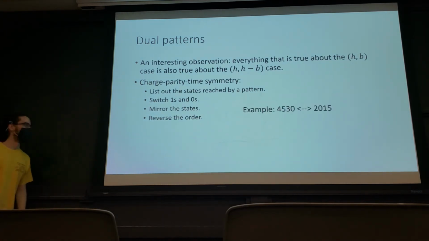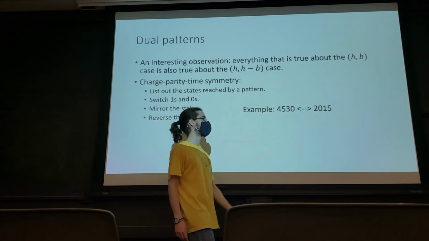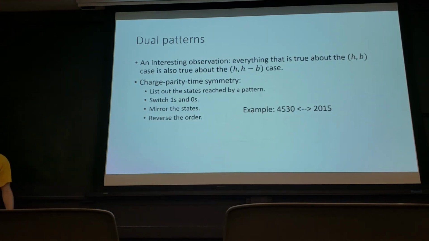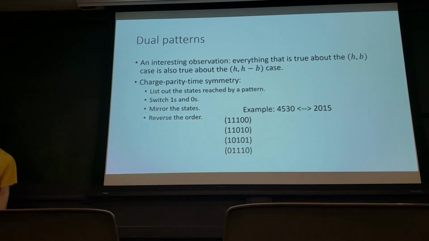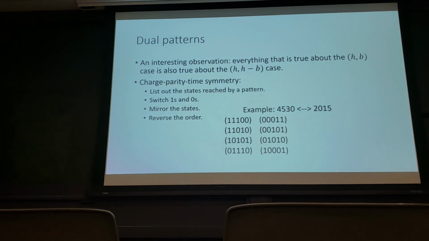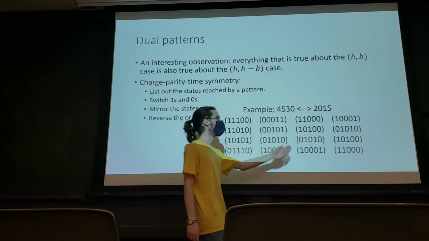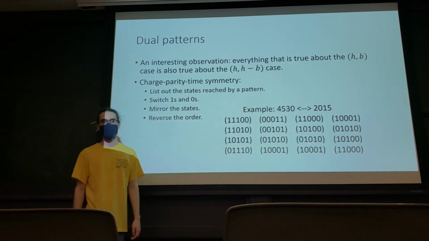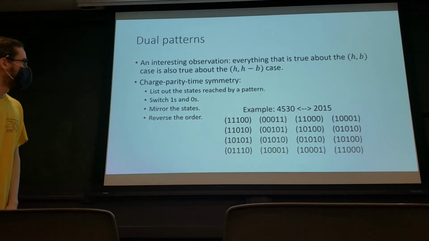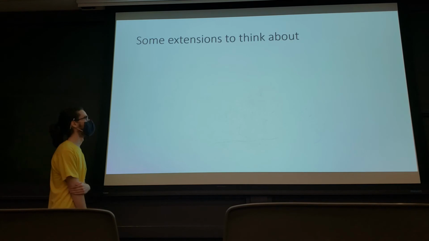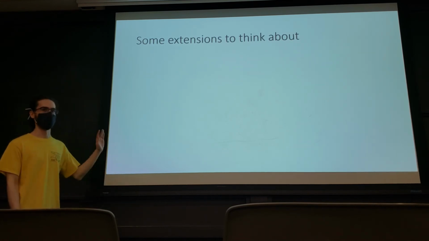So here's an example. This is a 3-ball pattern, 4, 5, 3, 0. And we'll turn it into the 2-ball pattern, 2, 0, 1, 5. So first, we list all the states that are reached by the first pattern. And then we switch all the 1s and 0s. And then we mirror them. And then we reverse the order. And these are the states reached by 2, 0, 1, 5. This is not too hard to prove. And this is sort of the basics of siteswap.